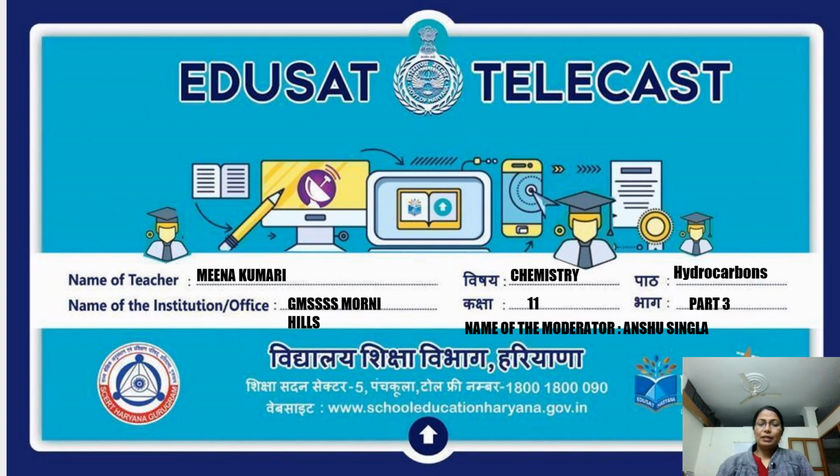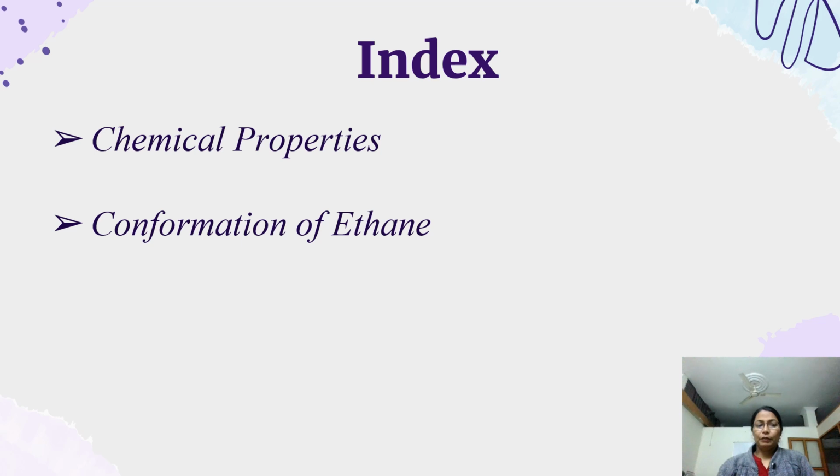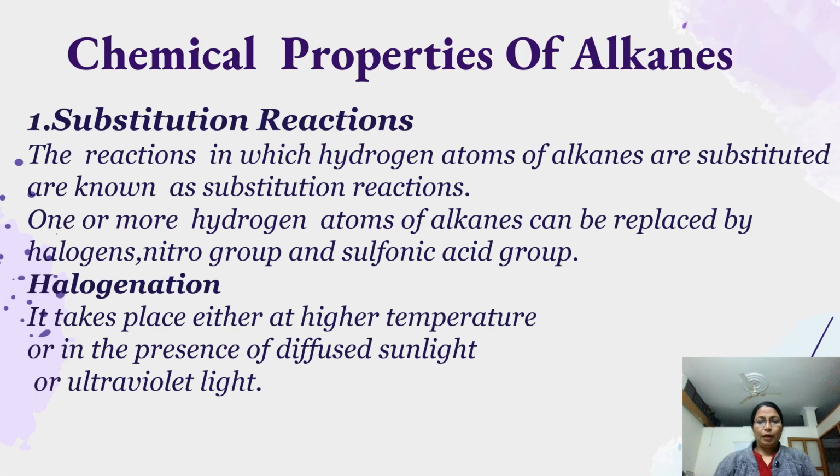Today we'll do Class 11th Chemistry, Chapter Name Hydrocarbon, Part 3. Unit 13, Hydrocarbon. We are going to cover chemical property of ethane and conformation of ethane. Now, let us start with the chemical property of alkanes.